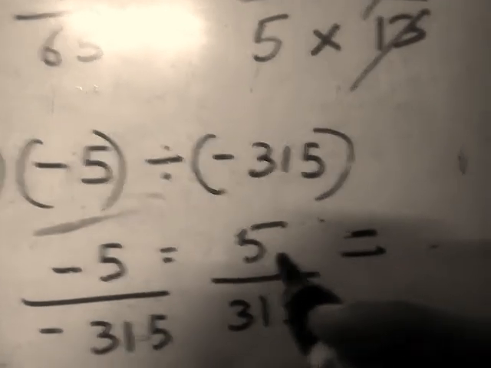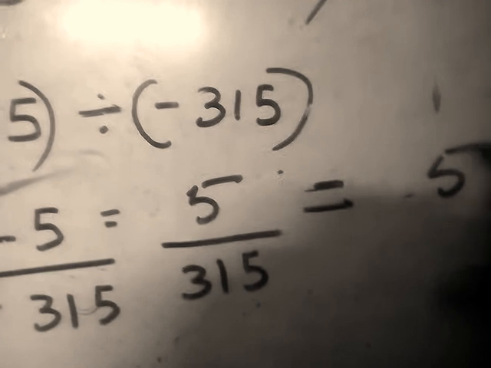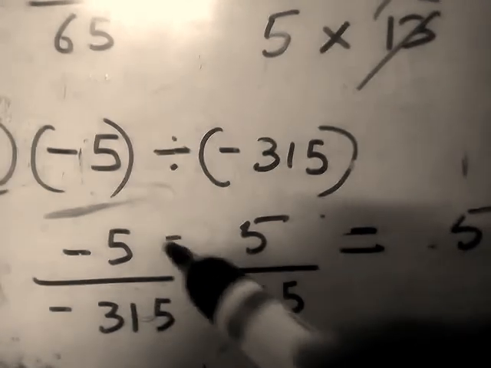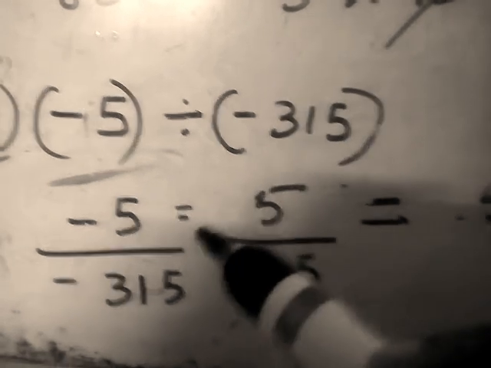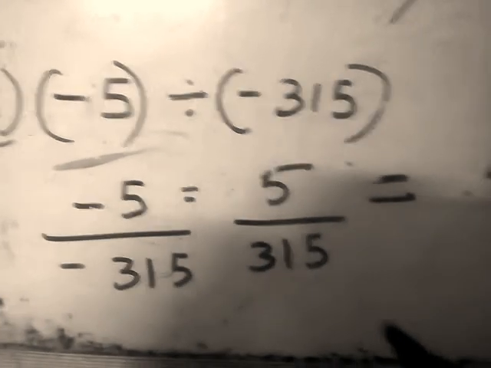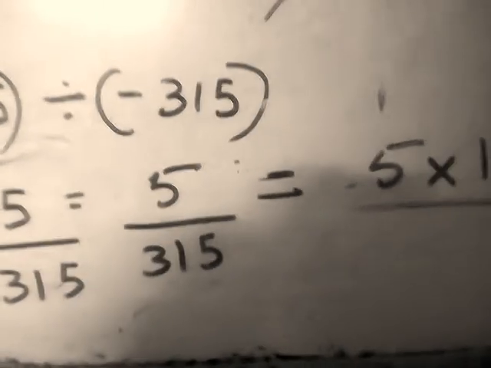5 table, 5 how much are 5? 5 ones are 5. When in the numerator and denominator both numbers are in the same table, you have to write in multiplication form and you have to do the cancellation. 5 ones are 5.